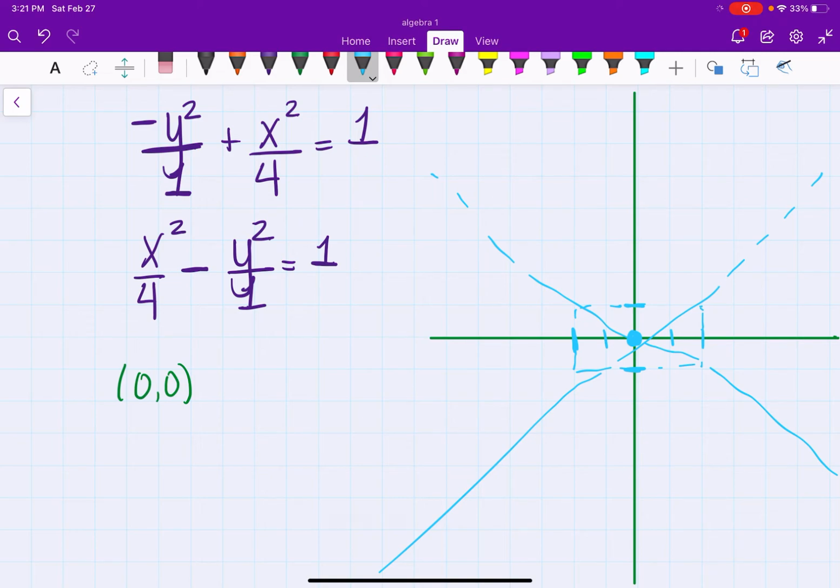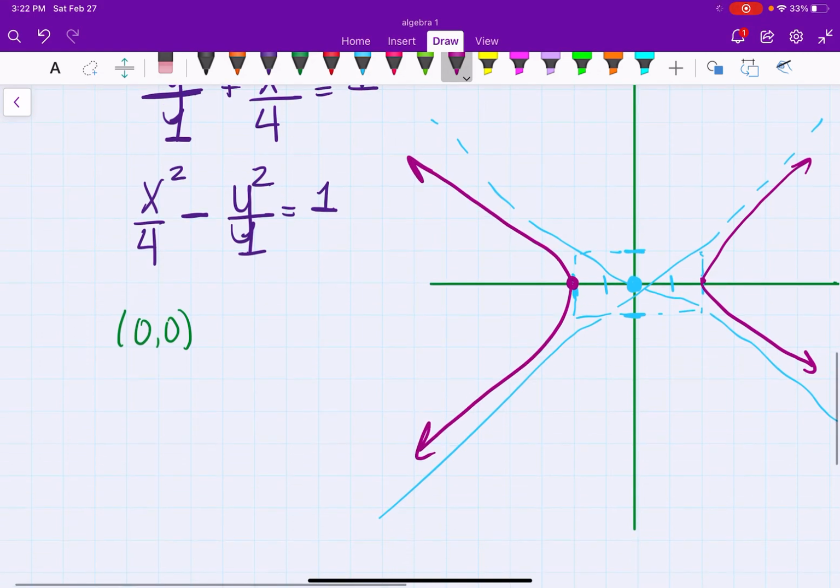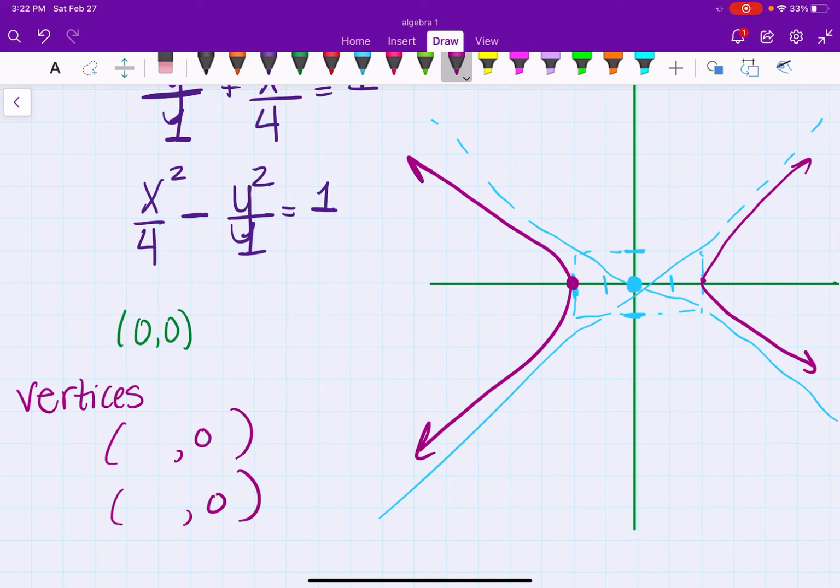So the last thing we need to figure out is our vertices, either by graphing it. There's our vertices, or by just thinking through it. Okay, so let's think through it or just read it. So let's talk about our vertices. Well, we didn't move in the y direction at all. So the y stays 0. In the x direction, we moved 2 to the right. So 0 plus 2 is 2. And we moved 2 to the left. 0 plus negative 2 is negative 2. So those are our vertices.